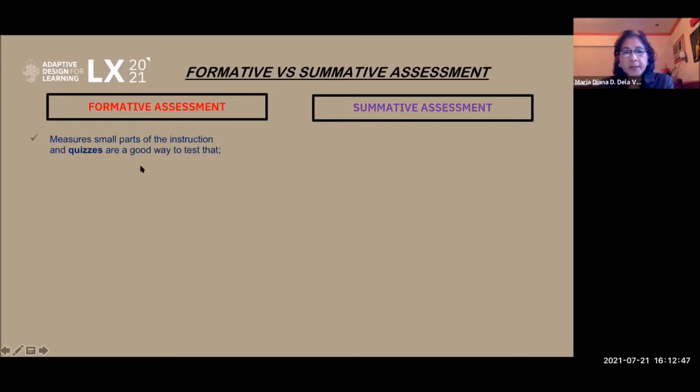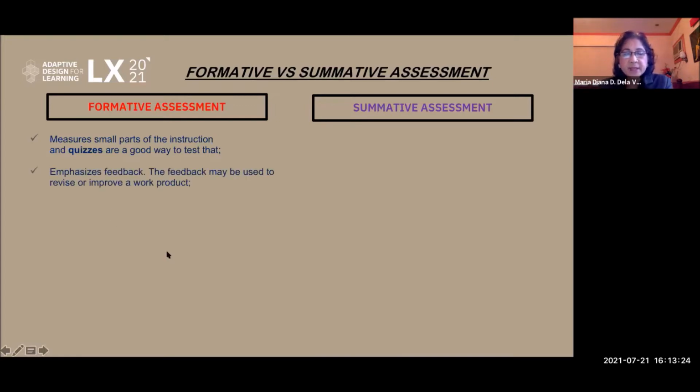Okay, so what do we mean by this? Small parts of instruction, meaning to say as you go on. So this is sync session, therefore you are doing most probably your PowerPoint presentation. So as you go on with your PowerPoint presentation, you stop a little, you stop a while, and launch a poll quiz. So you are testing how much the students have learned for the number of slides that you have shown to them.